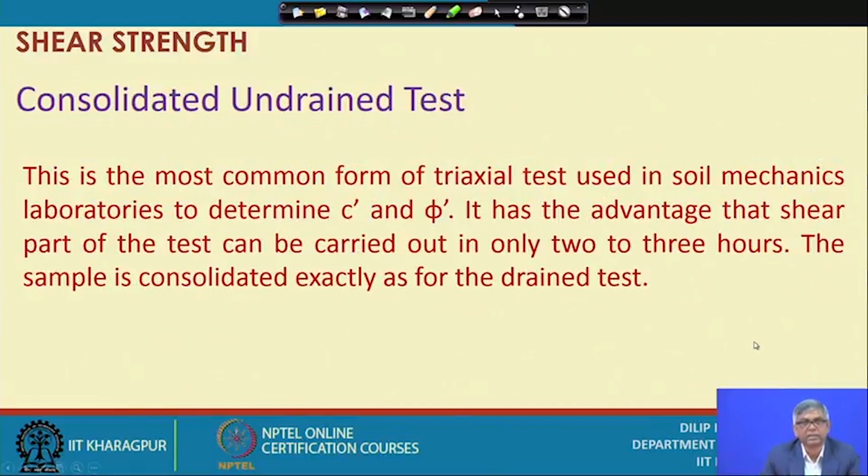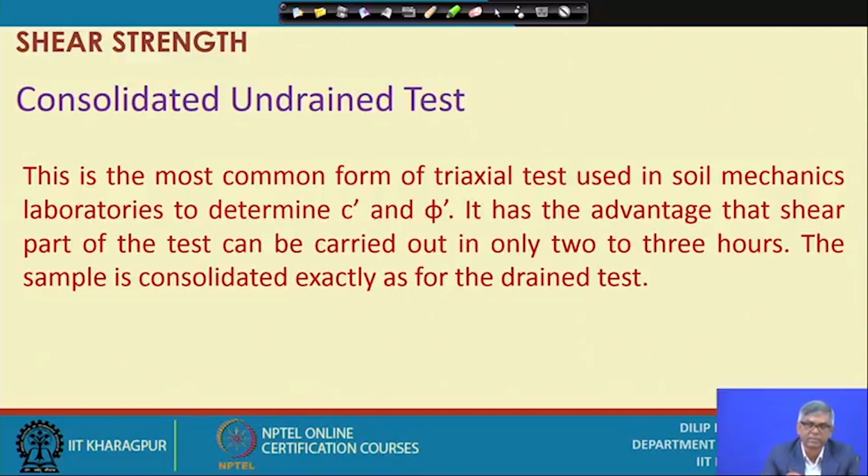And now the consolidated undrained test. The first stage is the consolidation part: immediately after applying the confining pressure, the soil has to be consolidated. After consolidation, while shearing by additional axial load or pressure or deviator stress, the drainage will be closed.